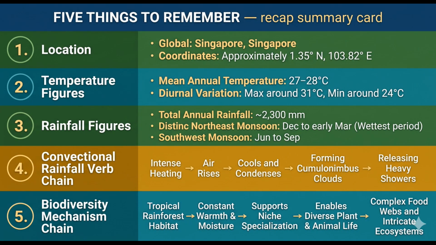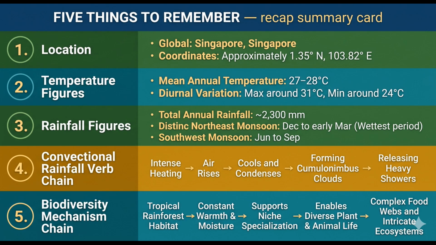5 things to remember from this video. 1. Location. Tropical rainforests are found between 5 and 10 degrees north and south of the equator in 3 regions: the Amazon, the Congo Basin, and Borneo in Southeast Asia. 2. Temperature. 26 to 28 degrees Celsius, annual range less than 3 degrees, no seasons. 3. Rainfall. Over 2,000 millimeters, year-round, no dry season.